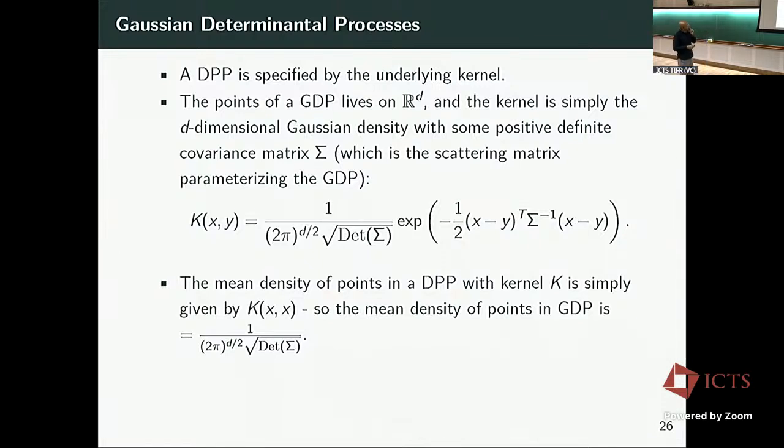So what is the mean density of points? The mean density of points is k(x,x) because if you remember, our first intensity is the probability that x belongs to your point process, or let's say x belongs to your DPP, and that's k(x,x), right? Because it's a determinant of a 1 cross 1 matrix. So the mean density of points is k(x,x). So you put y equal to x here, and you immediately see that the exponential vanishes, and you get this as the density. Okay.